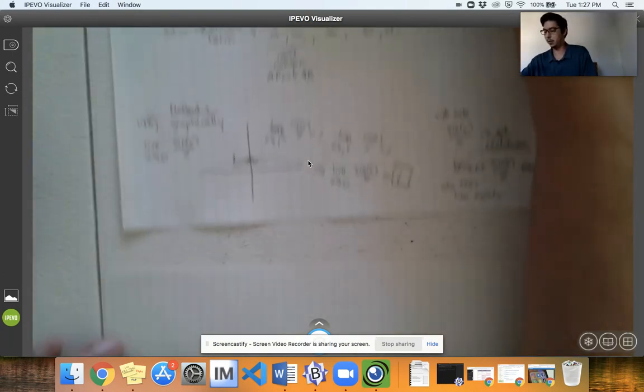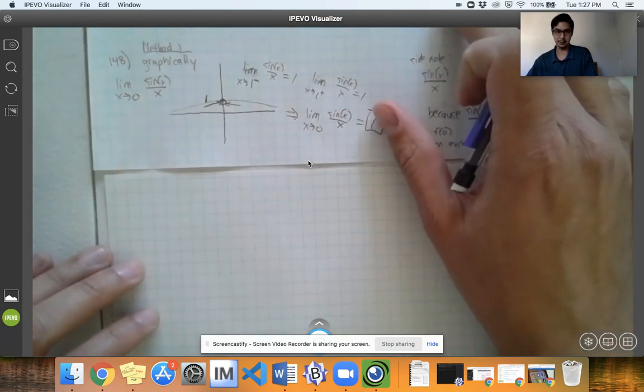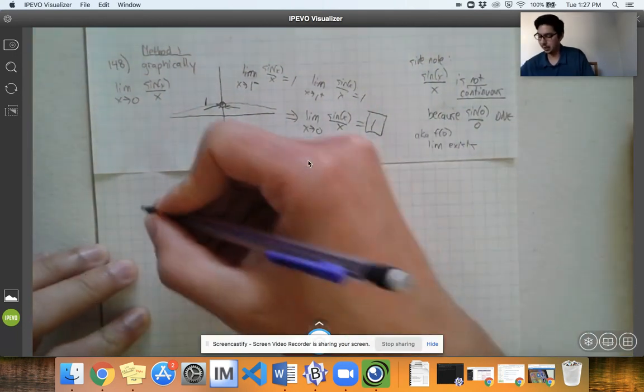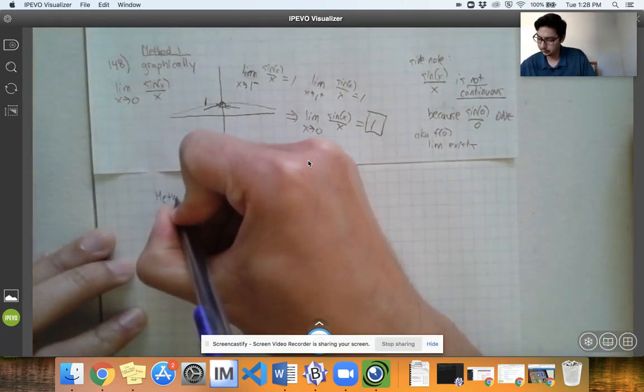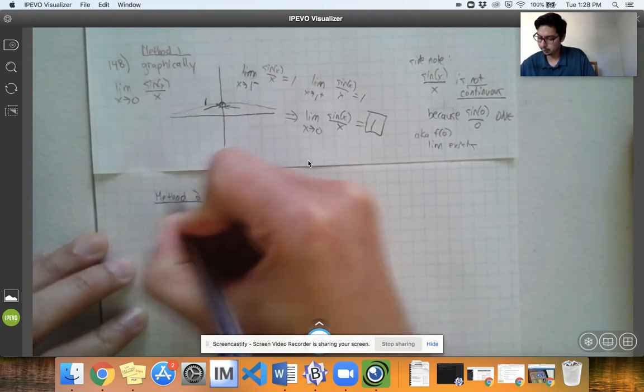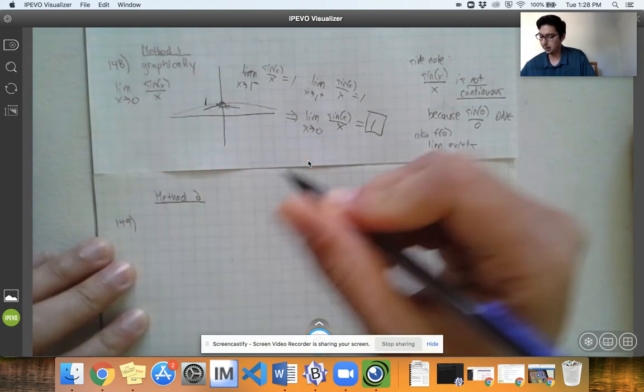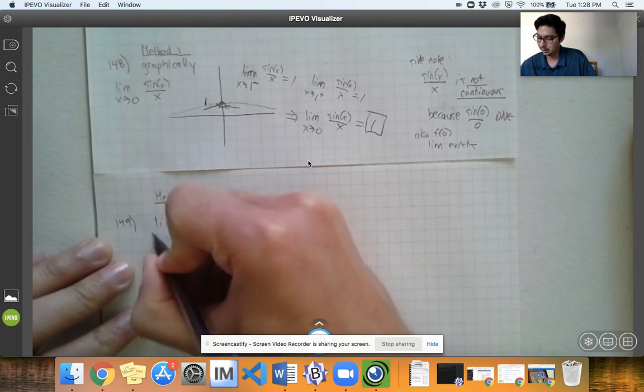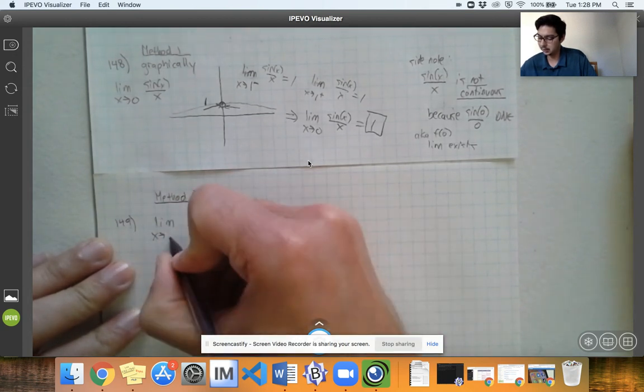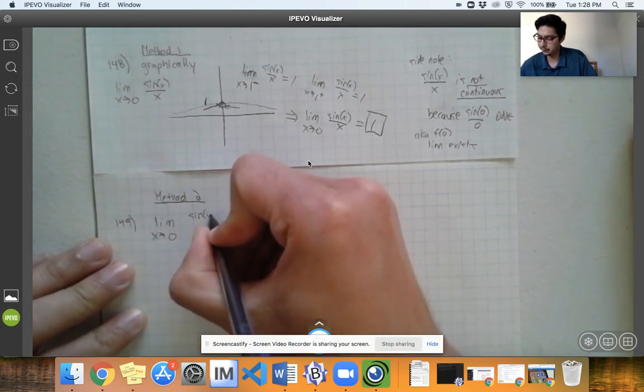And that was problem 149. So if I try to leave that up there. All right. Method number 2 is problem 149. And this is a unique method, and this is going to build into what you're going to see in the next lesson. So this was the problem.